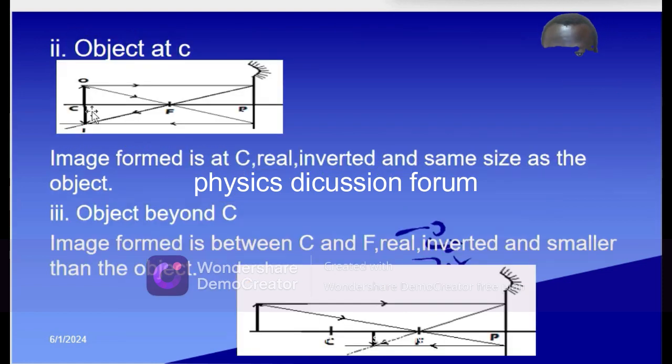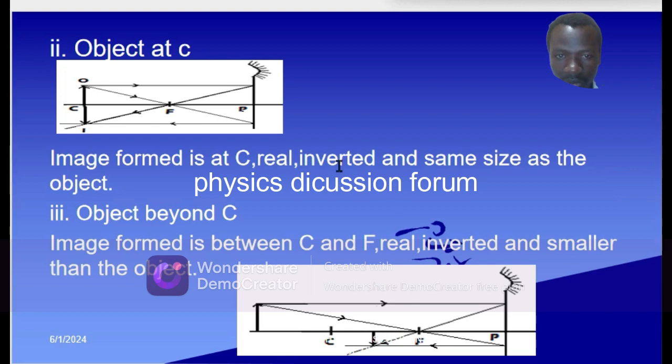Second, we have object at C. So the first ray that we use is a ray close and parallel to the principal axis. It is reflected through F as shown. You must show the arrows where the rays are moving. Then the ray through the center of curvature is reflected close and parallel. So you can see the image is formed at C as shown there.